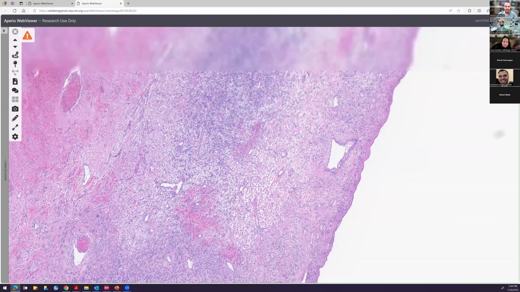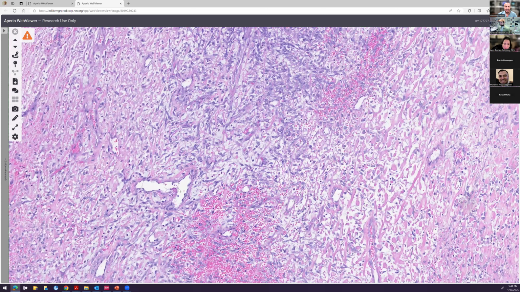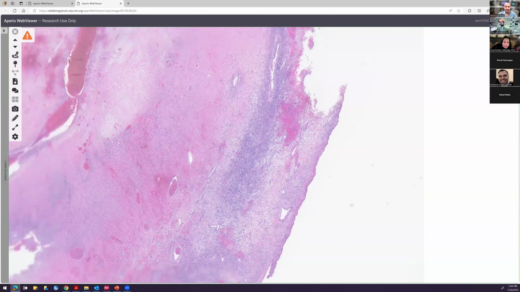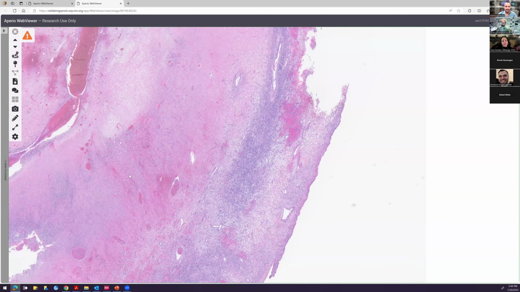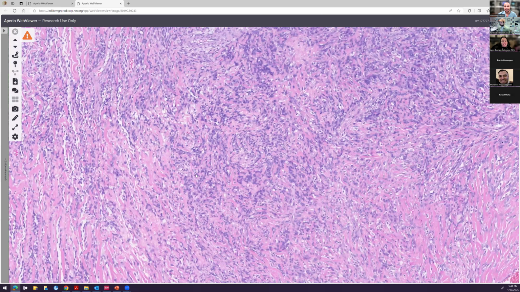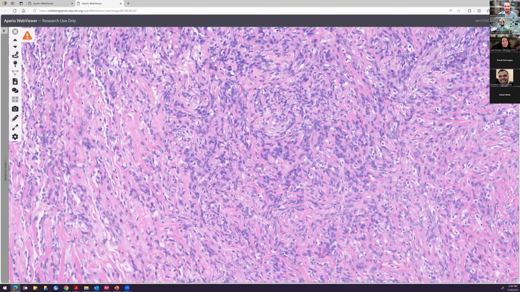Okay. What else do we see here? It looks like we have some staghorn vessels. Staghorn blood vessels. That's true. Okay. All right. So what kind of tumors have staghorn blood vessels? Off the top of my head, I can't think of one. Let me go into it here. Let me put an area here that's a little bit more representative. So what else do you see?